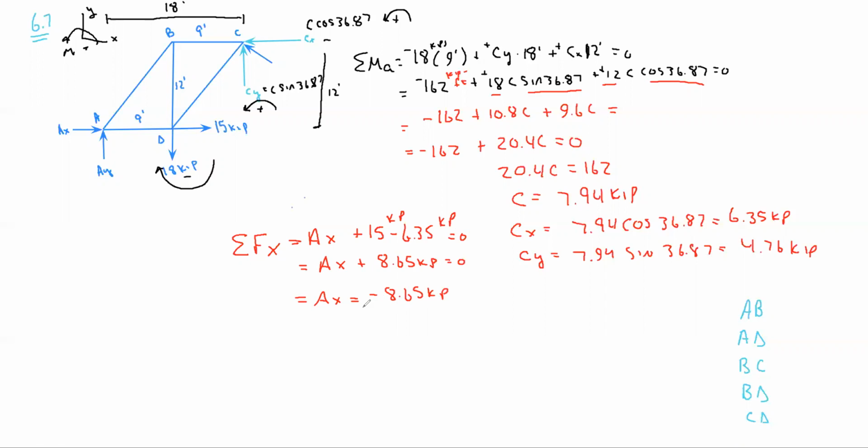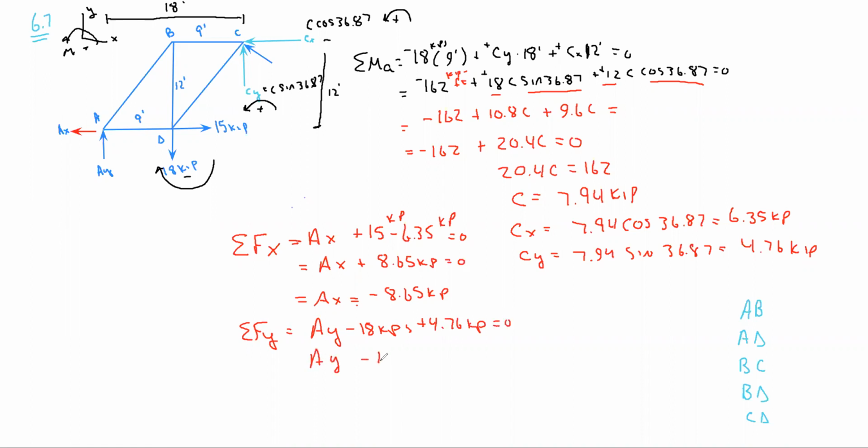Oh my, the negative sign. As a reminder, the negative sign doesn't mean the force is negative. It just means that the direction that I assumed at AX is incorrect. So I'll go change that real quick. We now know that the reaction at A in the X direction is to the left. And our last one, summation of the forces in the Y direction, is equal to AY minus 18 kips plus 4.76 kips is equal to 0.